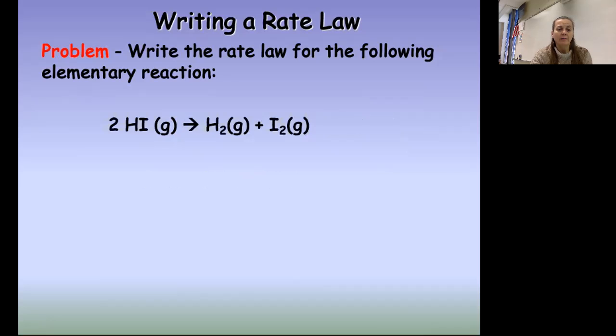Again, we're given an elementary reaction and we're asked to write the rate law. So here we have two molecules of hydrogen iodide reacting to form hydrogen and iodine. And since we're told that it is an elementary reaction, we know we can use those coefficients to determine the exponents in our rate law. And so our rate law is rate equals k times the concentration of hydrogen iodide squared. Pretty simple and straightforward.